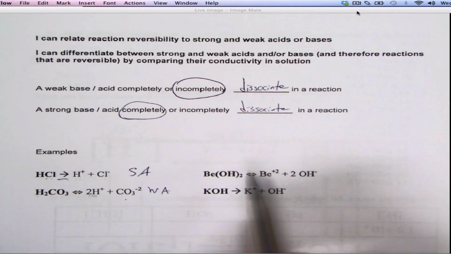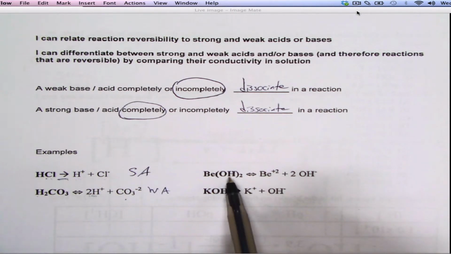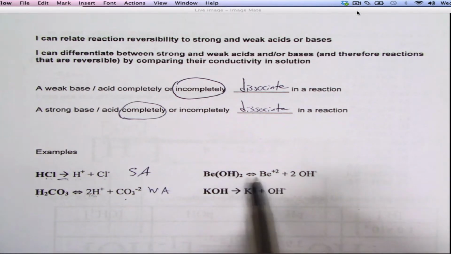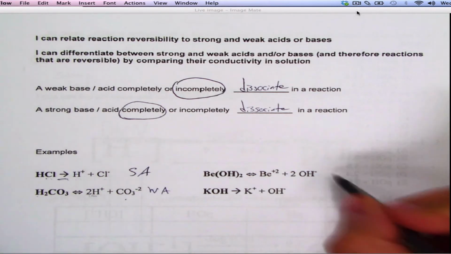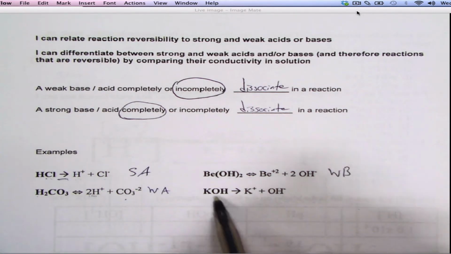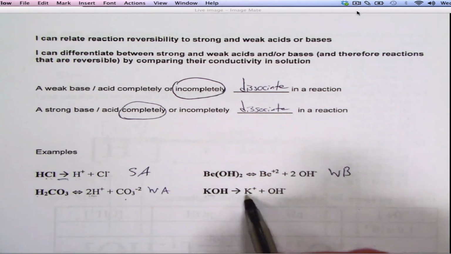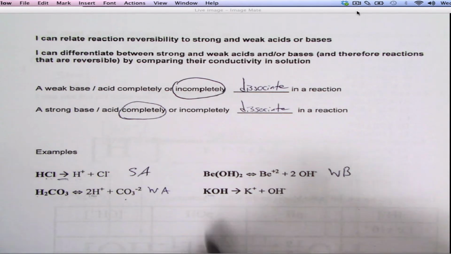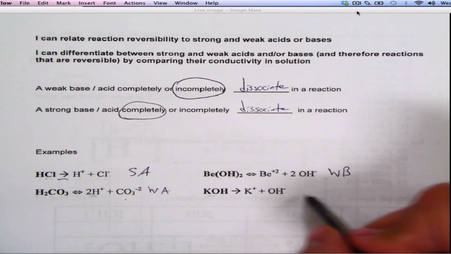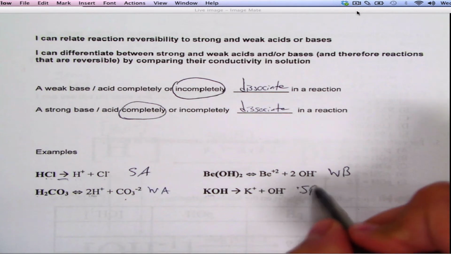All right. Then look at this. Well, there's an OH here. This has got to be a base. Breaks apart, but it's reversible. Weak base. Here's my other base again because it's got an OH. Breaks apart, but it stays. All right. In other words, one direction, doesn't come back. This is going to be a strong base.